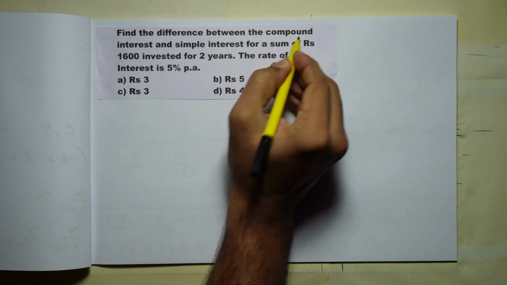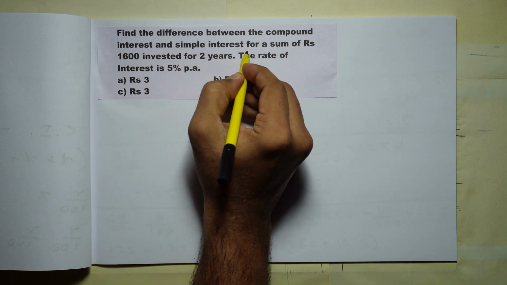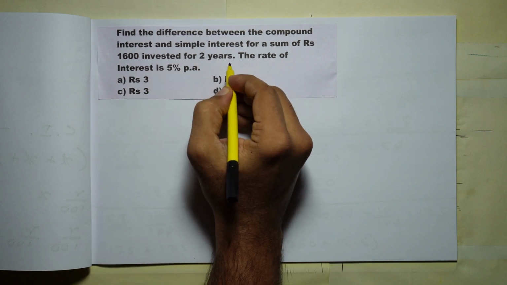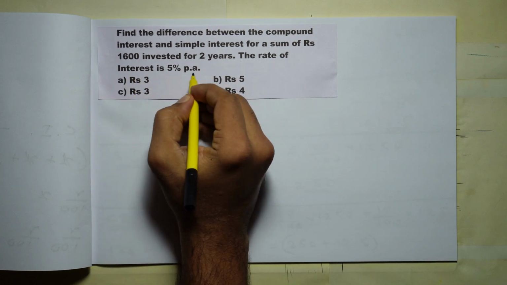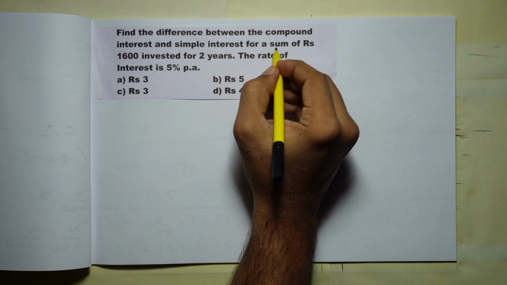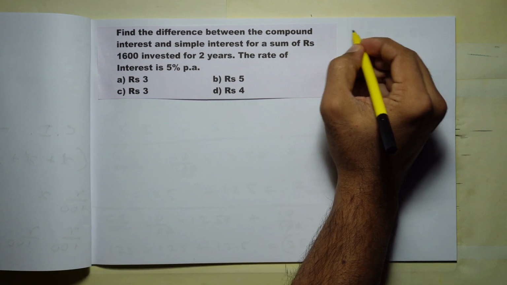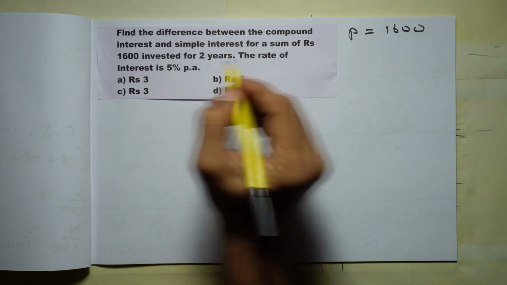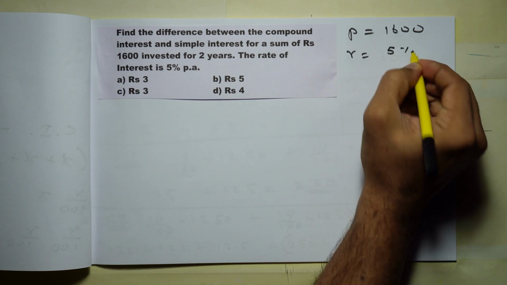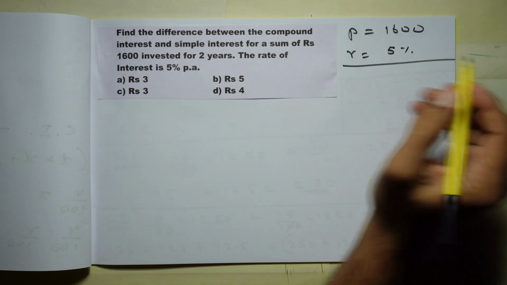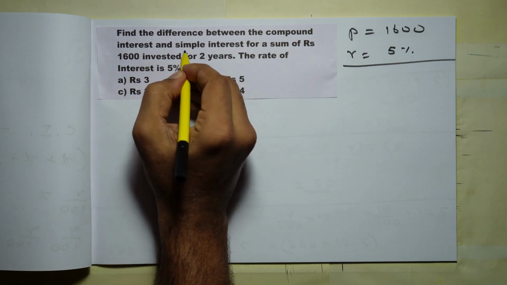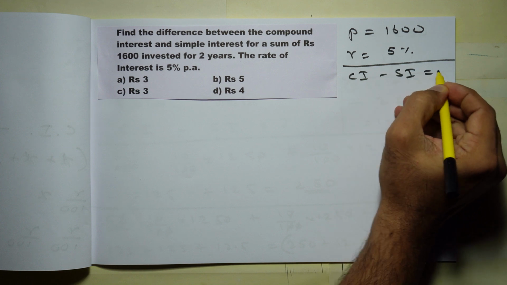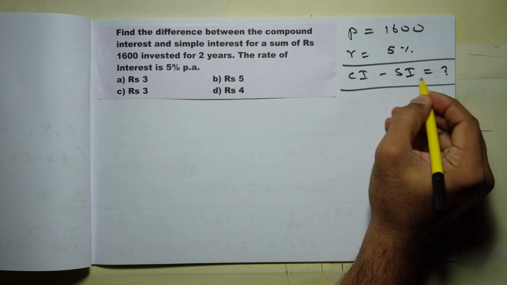Find the difference between the compound interest and simple interest for a sum of rupees 1600 invested for 2 years. The rate of interest is 5% per year. Now the sum that has been invested is rupees 1600. So principal or the sum is 1600. Rate of interest is 5% per year. So R is 5% per year. Now the question is to find the difference between compound interest and simple interest. So compound interest for 2 years minus simple interest for 2 years. That is what we need to find out.